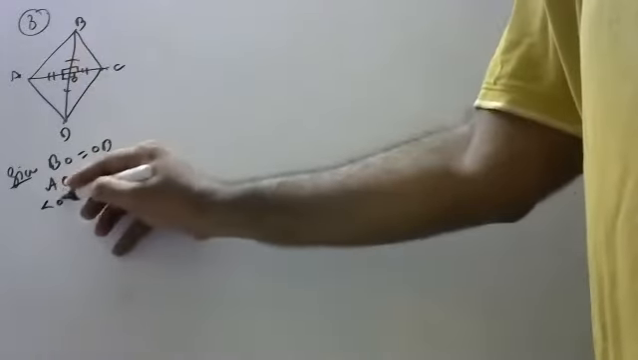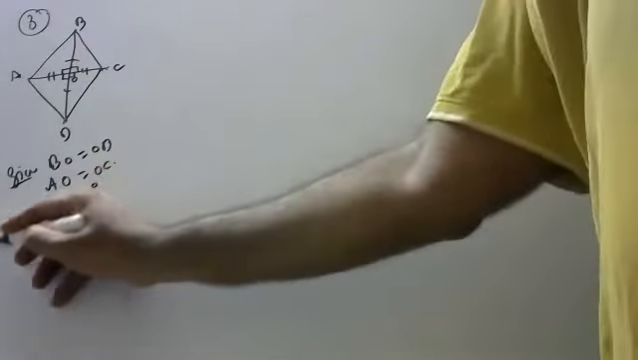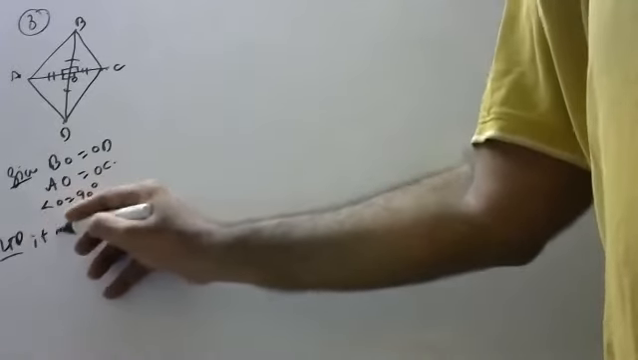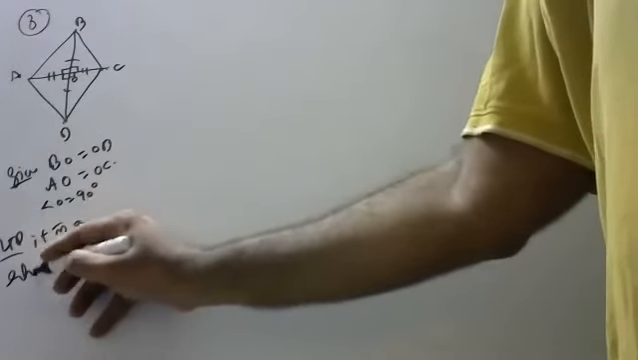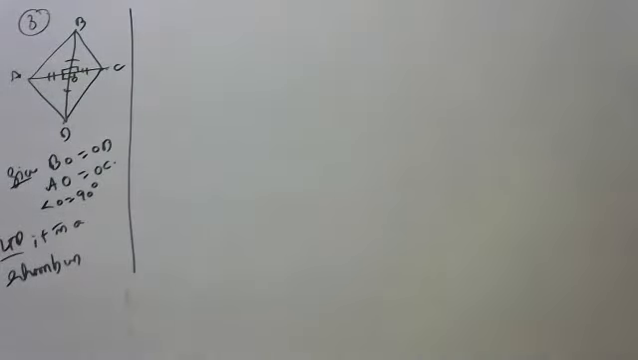Means angle O is 90 degrees. Then what is required to prove? It is a rhombus. At least try to concentrate now onwards, children. Please concentrate, children. If you concentrate, you will understand. If not, you will claim that geometry is tough.